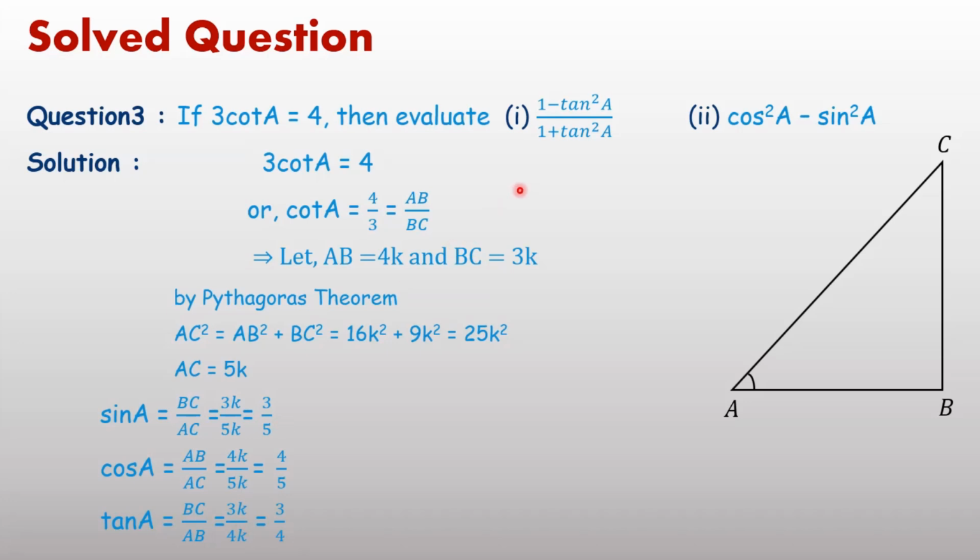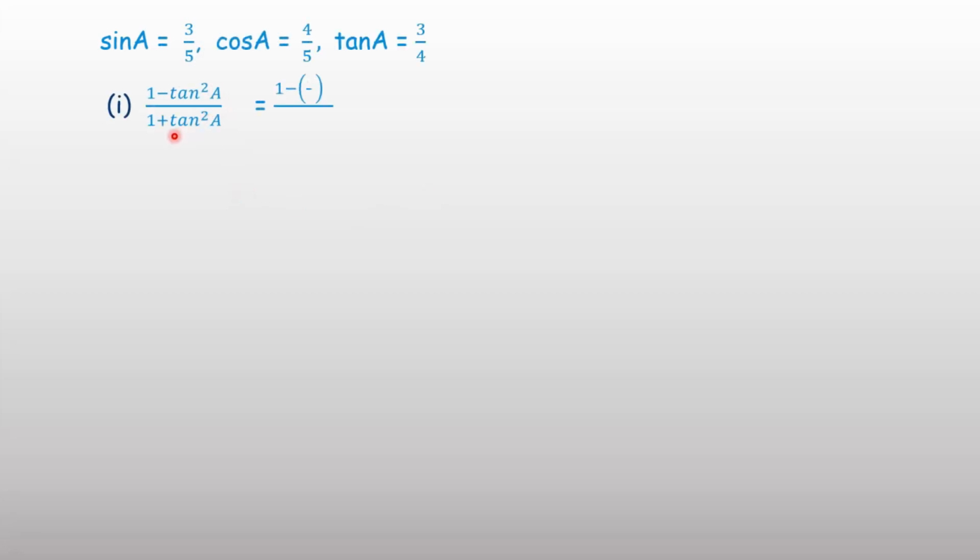Now we have to solve the first and second parts. In the first part, we have to find the value of 1 minus tan square A upon 1 plus tan square A. Since the value of tan A we have calculated as 3 upon 4, so 1 minus 3 upon 4 whole square upon 1 plus 3 upon 4 whole square equal to 1 minus 9 upon 16 upon 1 plus 9 upon 16 equal to 7 upon 16 whole upon 25 upon 16. 16 cancels out, equal to 7 upon 25.